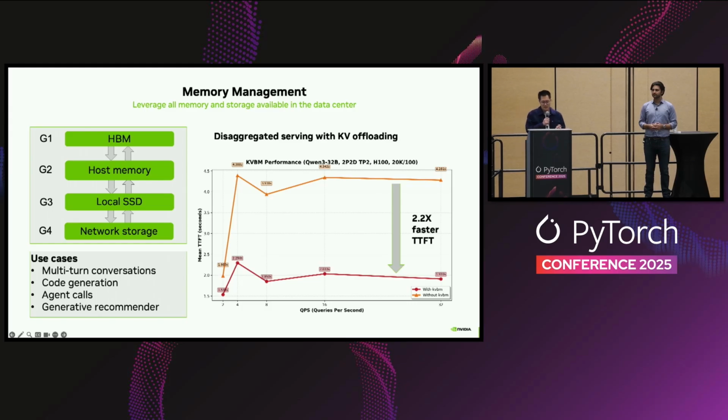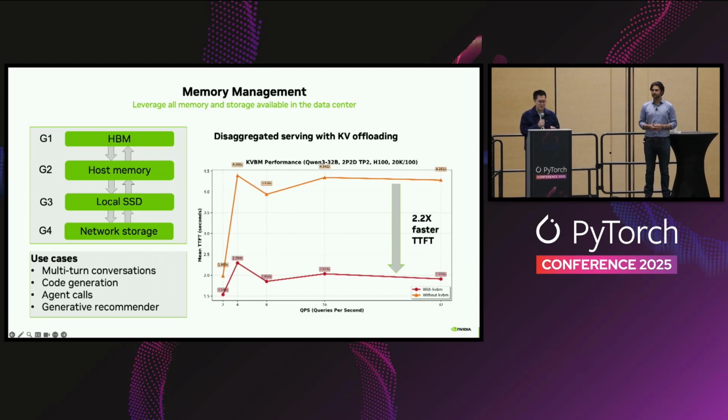Now let's take a look at Dynamo's KV cache management. Dynamo has a KV block manager that enables developers to leverage all memory and storage available in the data center. This includes GPU HBM, host memory, local SSD, and network storage. By efficiently utilizing pre-computed KV cache across these tiers, Dynamo significantly improves latency. This approach leads directly to much faster time to first token because we avoid having to recompute the cache, allowing for immediate decoding.